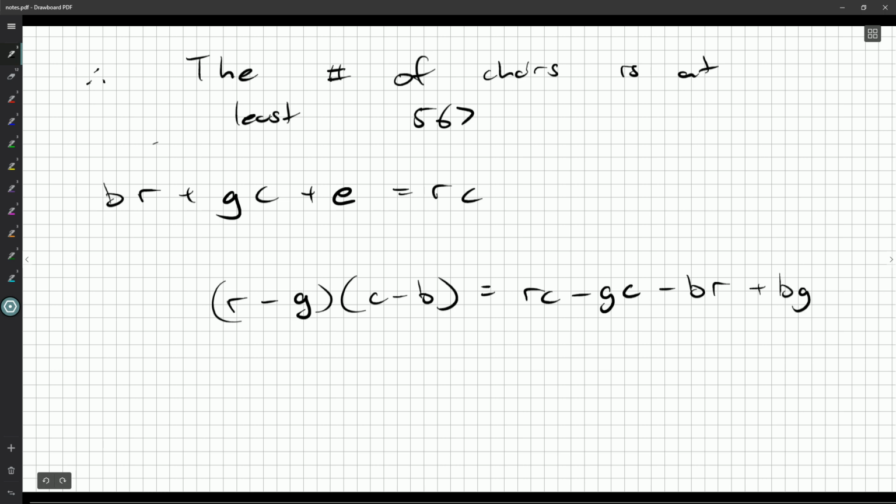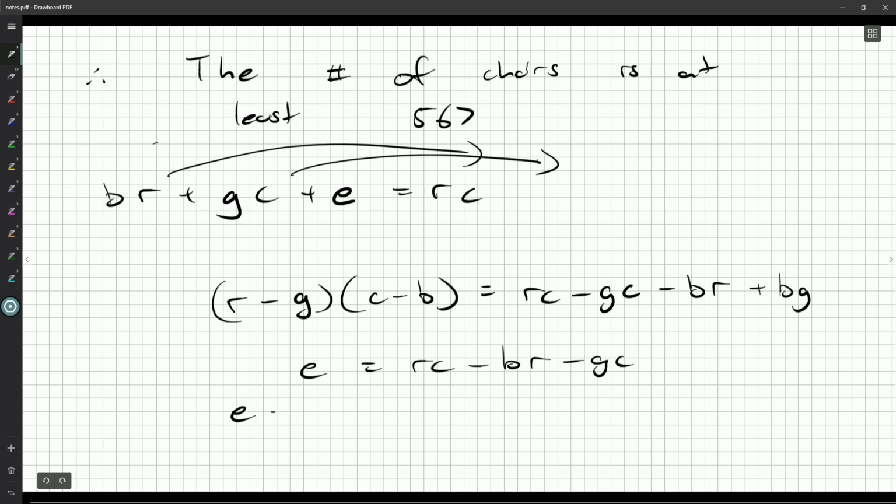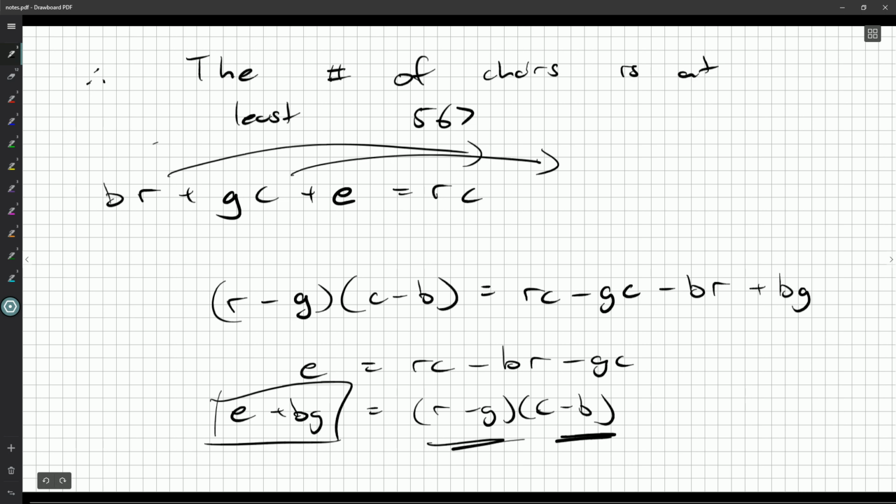plus BG. Okay? So now if I bring these over to the other side, I'll get E is rc minus BR minus GC. If I add BG to both sides, I'll be left with this sort of an expression. And so then you would just factor this and look at your options. So in this case, B, G, and E would both be known. So that's a cute little generalization.